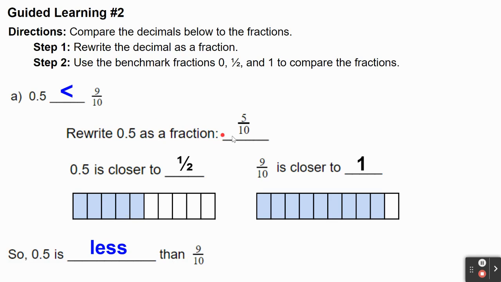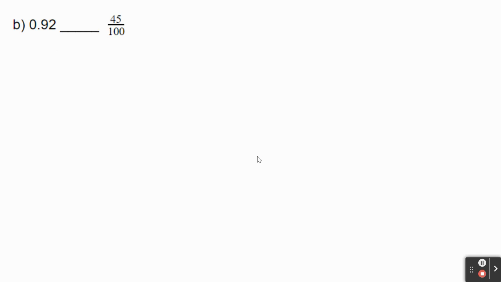Another thing we could have done here is when we rewrote 0.5 as a fraction, we can see that these two fractions have the same denominator, 10. We already know that 5/10 is less than 9/10, so that's another way that we can know that 9/10 is the larger fraction. Now let's try 92 hundredths compared to 45 hundredths. First, we're going to rewrite 92 hundredths as a fraction. Well, here we know that the 2 is in the hundredths place, so that means our denominator is going to be 100. And the number that we see is 92, so we can rewrite this as 92/100.